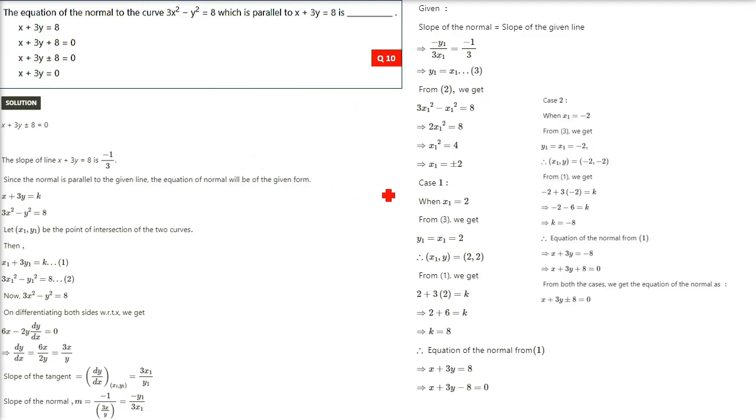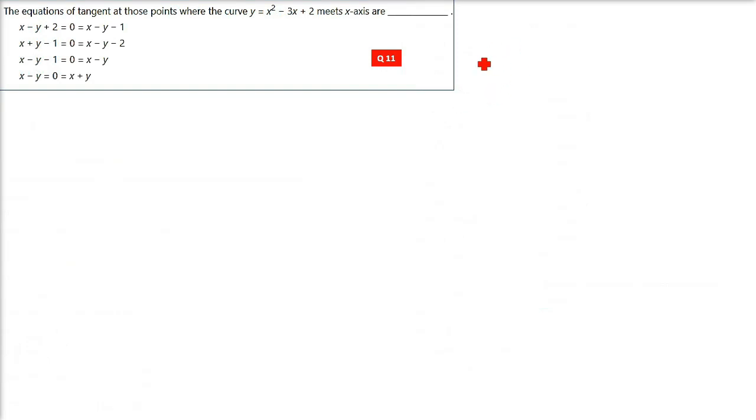Alright, so this is an MCQ. It should not be that much big. It will be a smaller one. This question we are going to take in the next discussion.